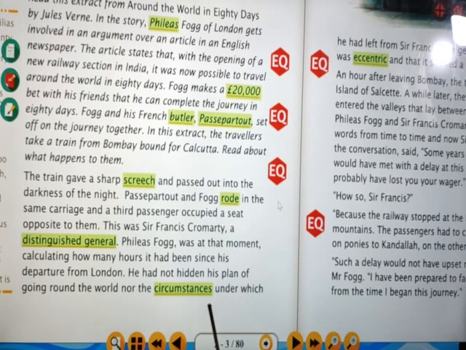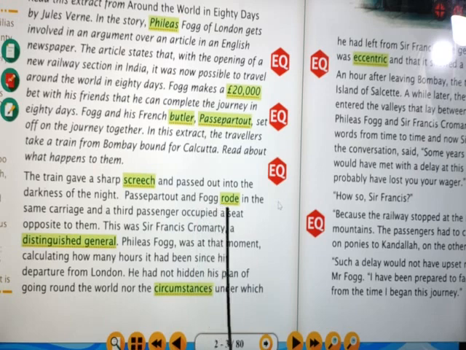Now, let's start our lesson. What is the name of our lesson? An Indian Journey. I'll read for you. All of you listen carefully.